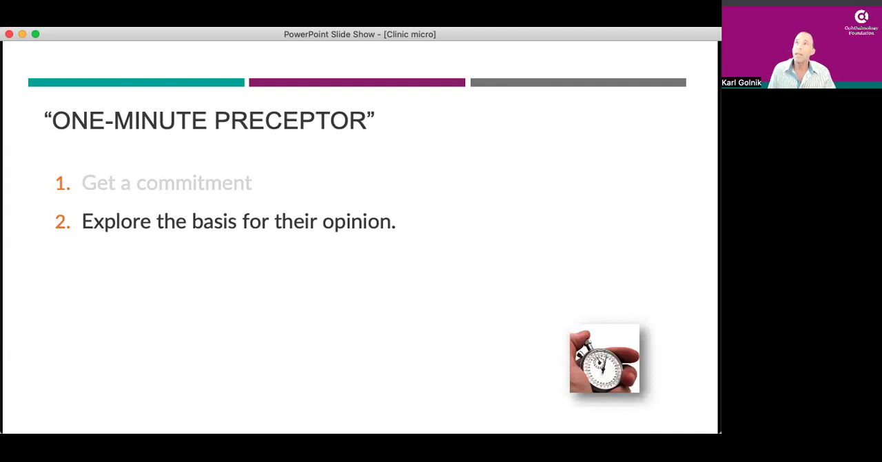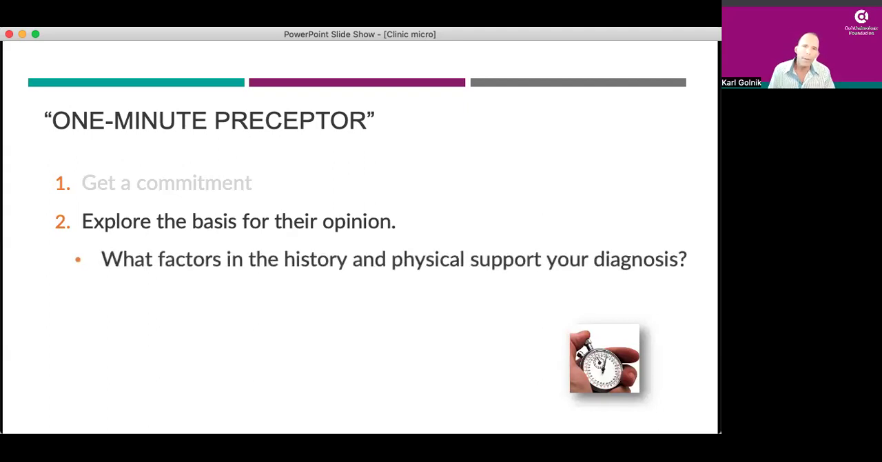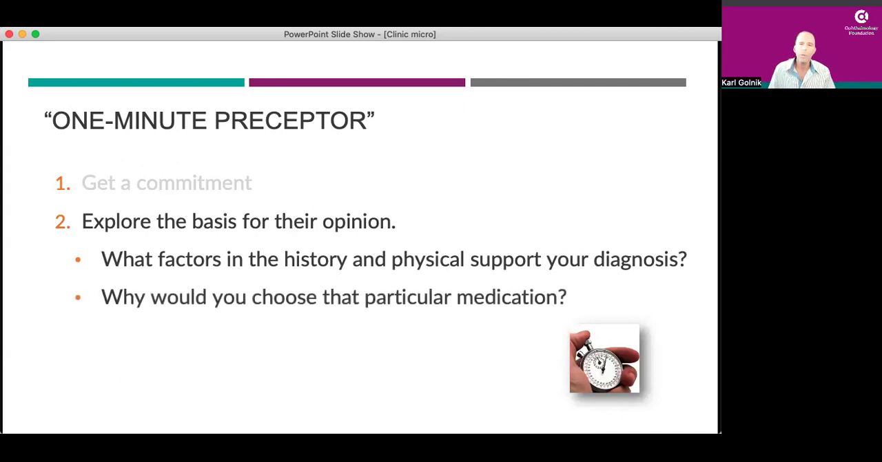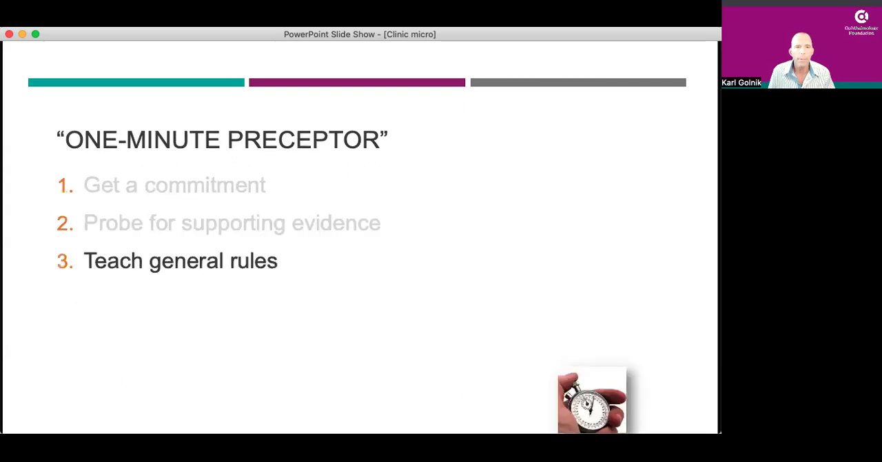Two, explore the basis. Don't just think, oh, they're probably right. Make sure that they understand why they're right. So what factors in the history and physical support your diagnosis? Or why would you choose that particular medication? Don't let them just guess and be right.